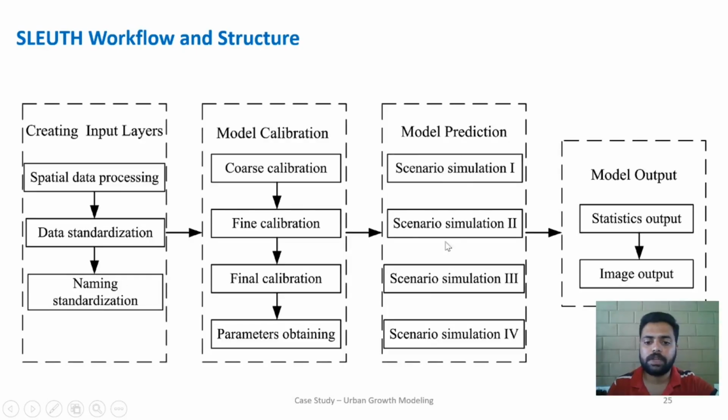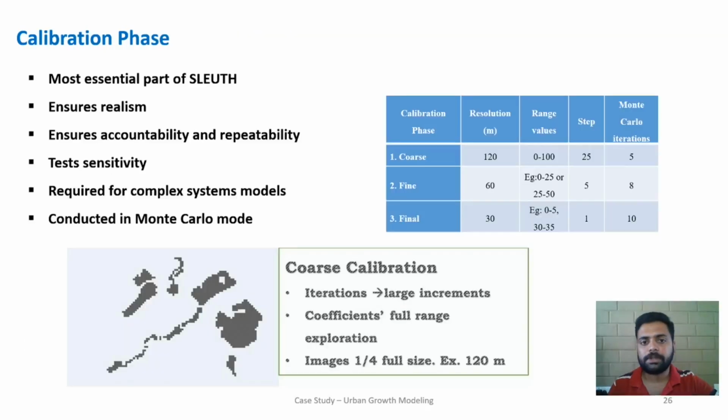You can have various scenarios to get a scenario feel. Like if proper city development plans are implemented, what is the scenario? If we are trying to implement only a few parts of the city development plan, the restriction is not so strict, then how is it going to affect? All these kinds of scenarios we can monitor. Finally, in the fourth stage we get the model output in terms of statistics. It will be basically in terms of an Excel file, or we can also have image output.